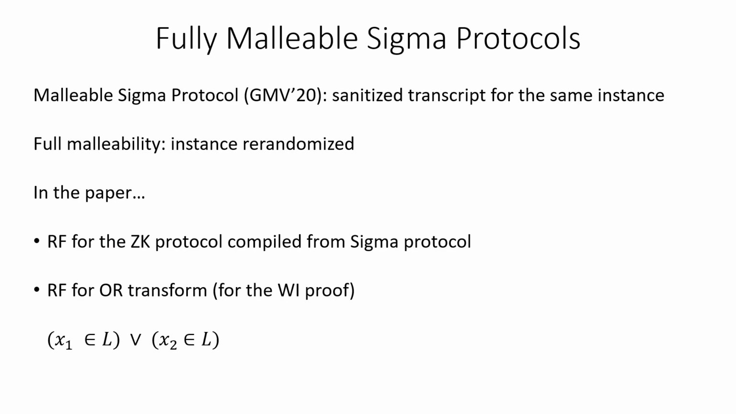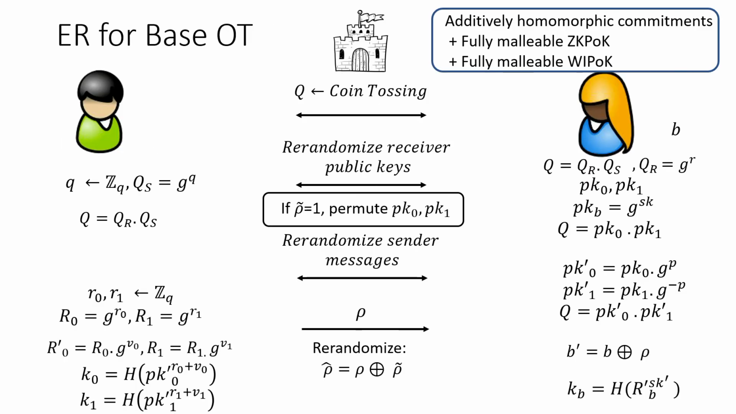We also construct a reverse firewall for the OR transform of Sigma protocols, and this is what we use for our witness indistinguishable proof in the base OT. So this is our final base OT protocol that admits a reverse firewall and provides exfiltration resistance.